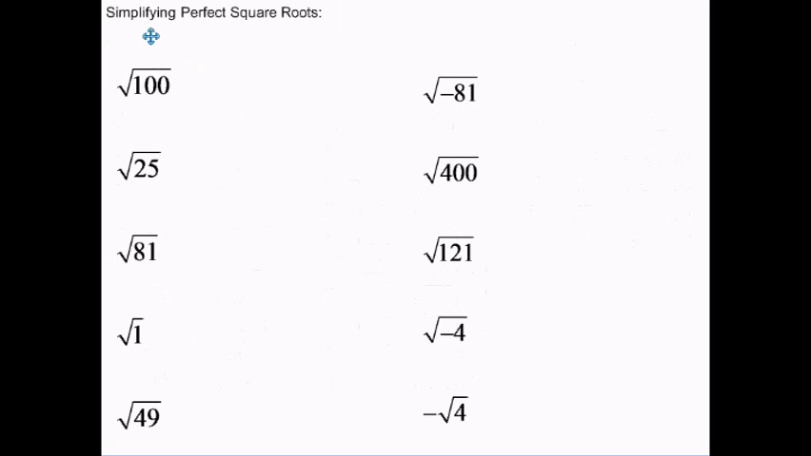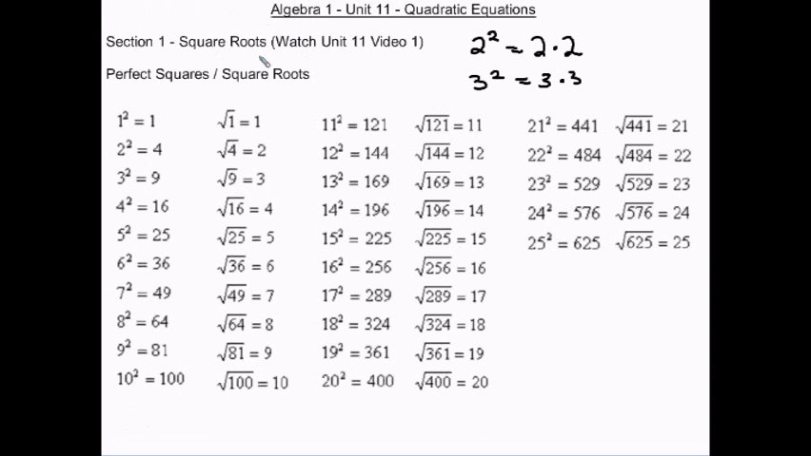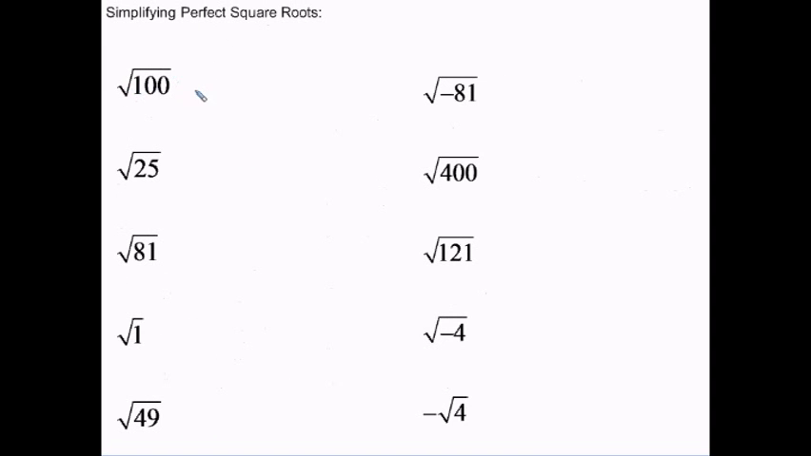Okay, so moving on, we want to simplify perfect square roots. And again, this is much easier if we have our squares memorized. So 100 is equal to 10 squared. And so the square root of 100 is 10. 25 is 5 squared, so the square root is 5. 81 is 9. Square root of 1 is 1. Square root of 49 is 7.